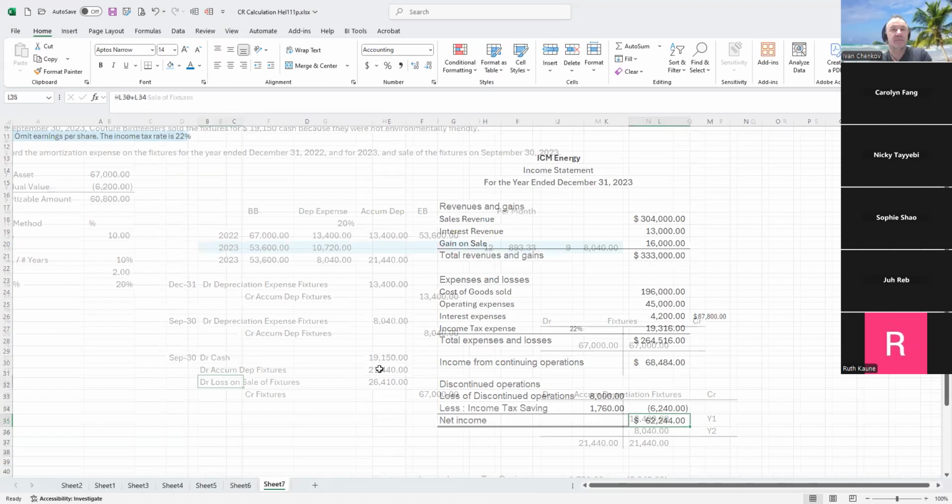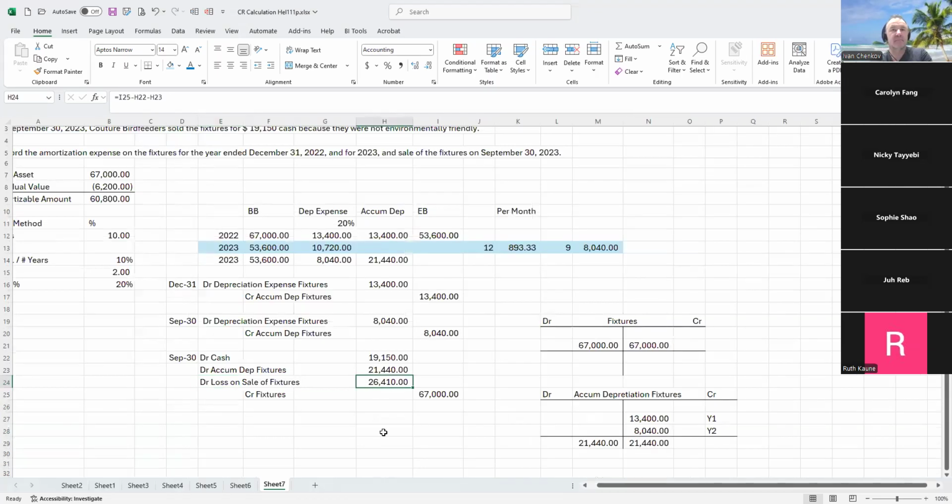Did we actually lose this money? If it's in the hands of the individual, yes, you lost it. But if it's in the hands of the company, not yet. Because you're going to reduce your income, so you still have some benefits of having a loss. Okay, that's this question. Any questions on this question?